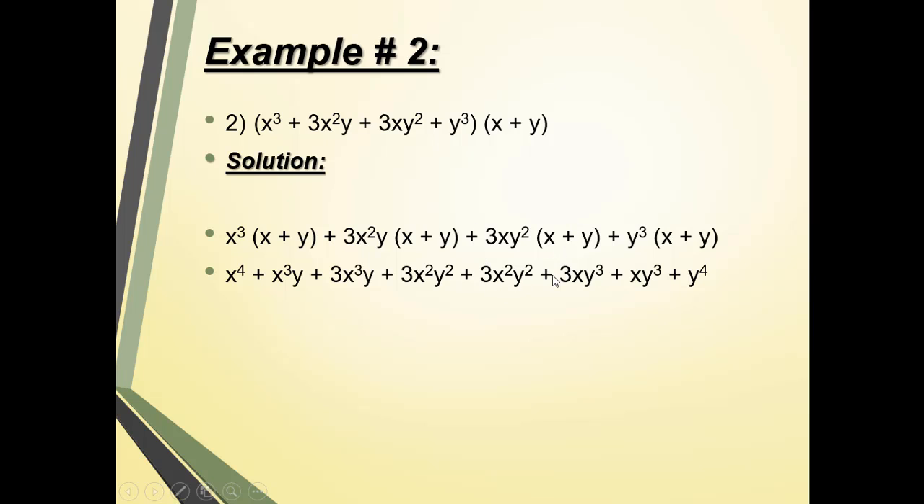Then plus is again plus, and there is a power 2 over y, and this y contains power 1, so it will become 2 plus 1 is 3. Then we have a positive sign, plus is plus, and when we multiply y cube with x, we will get the answer x y cube. And finally plus is plus, and when we multiply y cube with y, we will get the answer y to the power 4.